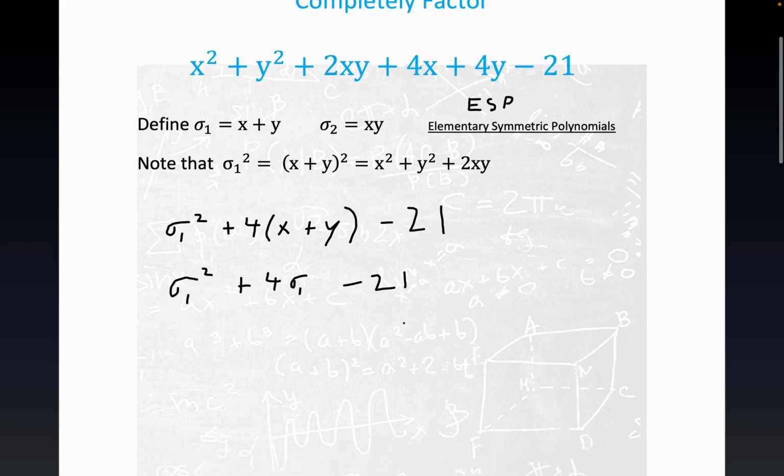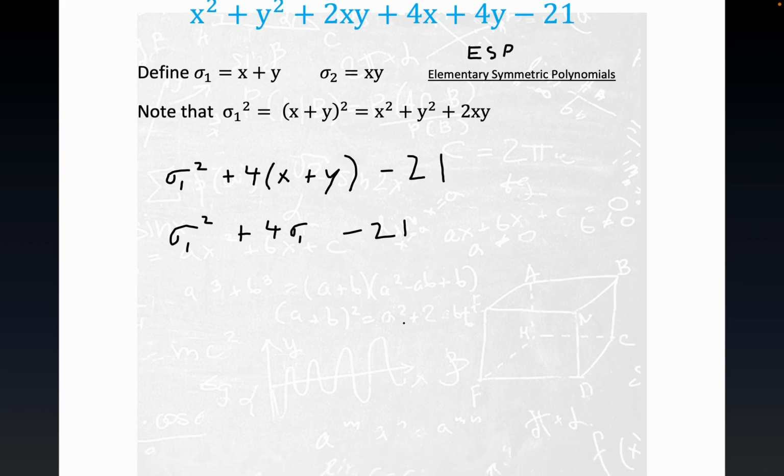Okay, let me create some space here, folks. Now this is clearly, if this was just x, you would know how to factor this, and it does factor nicely into sigma 1 plus 7 and then sigma 1 minus 3, right? So that's kind of cool. Notice we never really needed sigma 2 here because this is a relatively straightforward problem actually, but it's still useful.